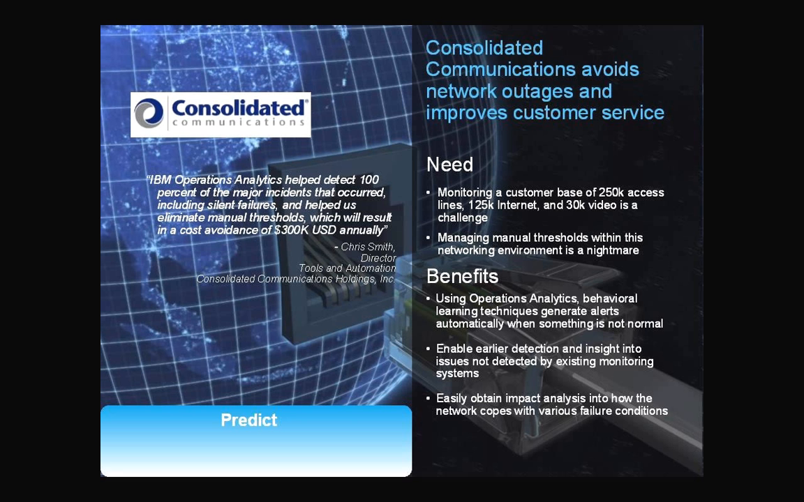When they took a look back after running the tool for a period of time, they were able to say that using the analytics, they predicted 100% of incidents that would have been outages or incidents in the past, including things that may have been silent failures, which were brought to their attention by the use of analytics. So not only were they able to save on doing their threshold maintenance, they actually avoided things that in the past would have been outages or major incidents for them.